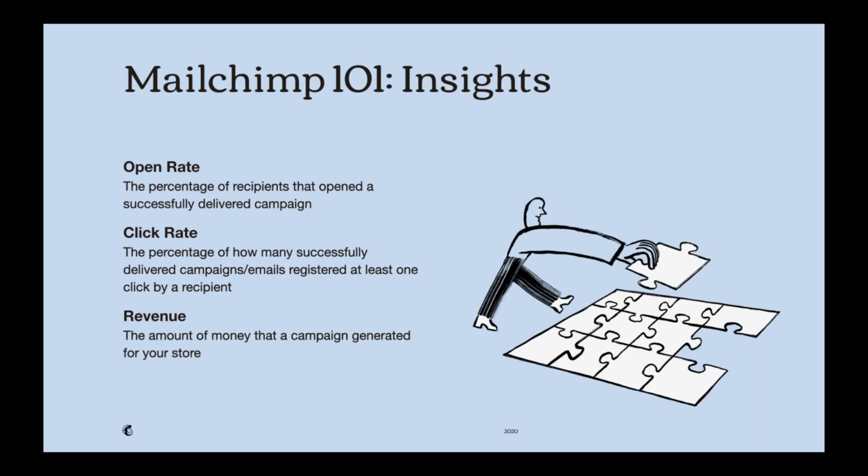Some of the key metrics that can be tracked within Mailchimp include your open rate, which is the percentage that tells you how many subscribers open your successfully delivered campaign, your click rate, which is the percentage of how many successfully delivered campaigns registered at least one click. And finally, we've got revenue, which shows you how much money an individual campaign generated for your store after a subscriber clicked into it. Learning more about your audience with these insights will help you to create personalized campaigns to discover the best next step for you to take.